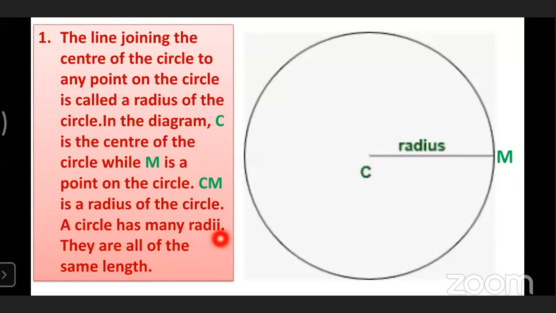A circle has many radii. We can draw many radii from this center point. They are all of the same length, and the length of the radius is the same. If this radius is 2 centimeters, then the next radius will be 2 centimeters, meaning the length will be the same. So here C is the center, M is a point on the circle, and CM is the radius of a circle. CM is a radius of the circle. Is it clear?